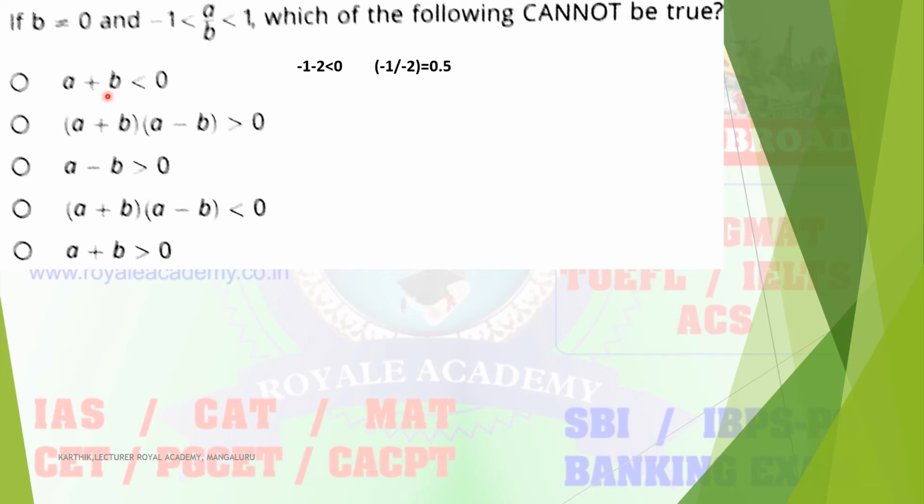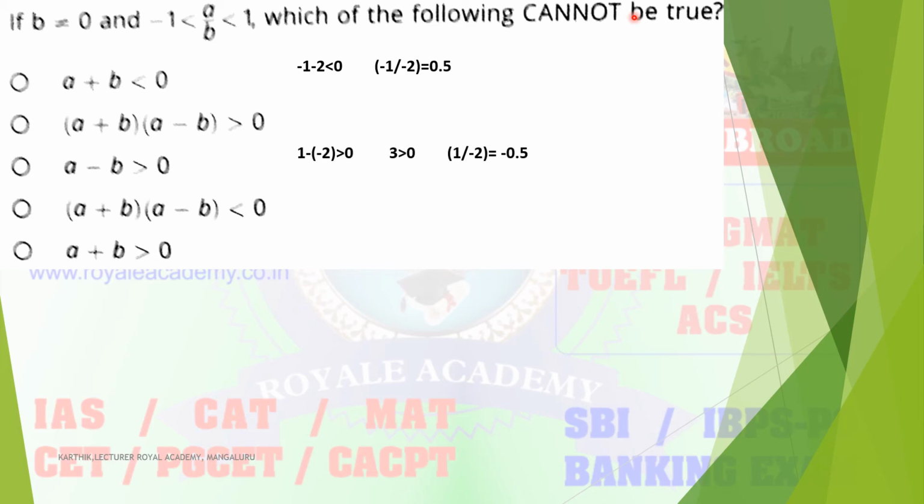the first statement tells what? a plus b is less than 0. So I will choose a is minus 1, b is equal to minus 2. So minus 1 minus 2 is minus 3. Minus 3 is less than 0, so it satisfies the condition. Then the same values I will apply here. a is minus 1, b is minus 2. So minus 1 divided by minus 2, minus minus cancel each other, you will get the answer 0.5. So 0.5 lies in between minus 1 and 1. So the first statement is true. Here they are asking which cannot be true.